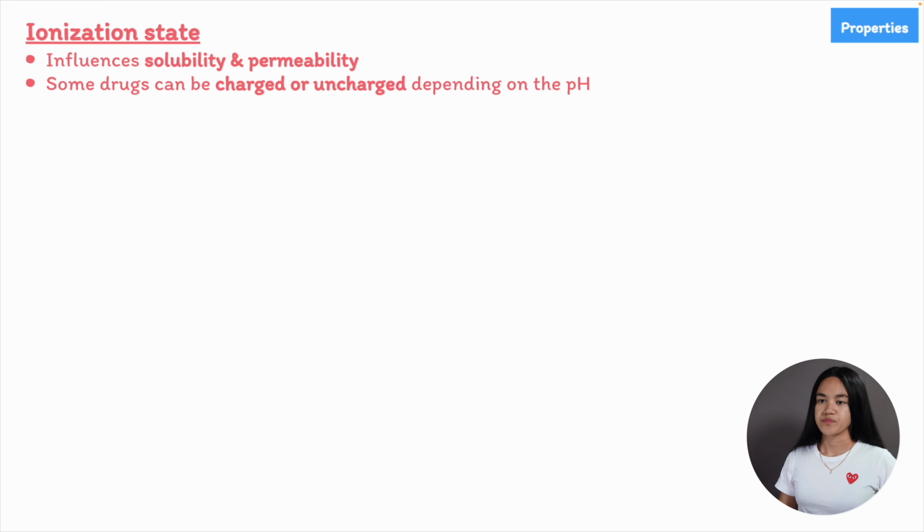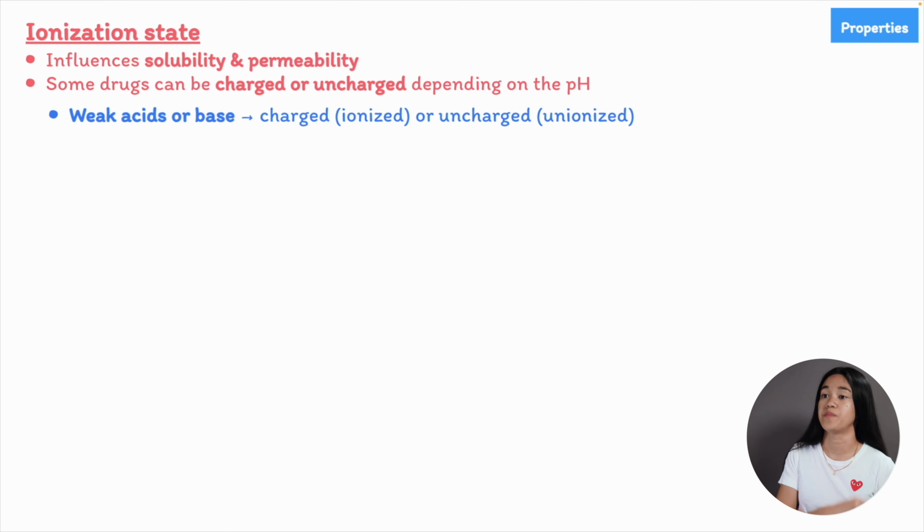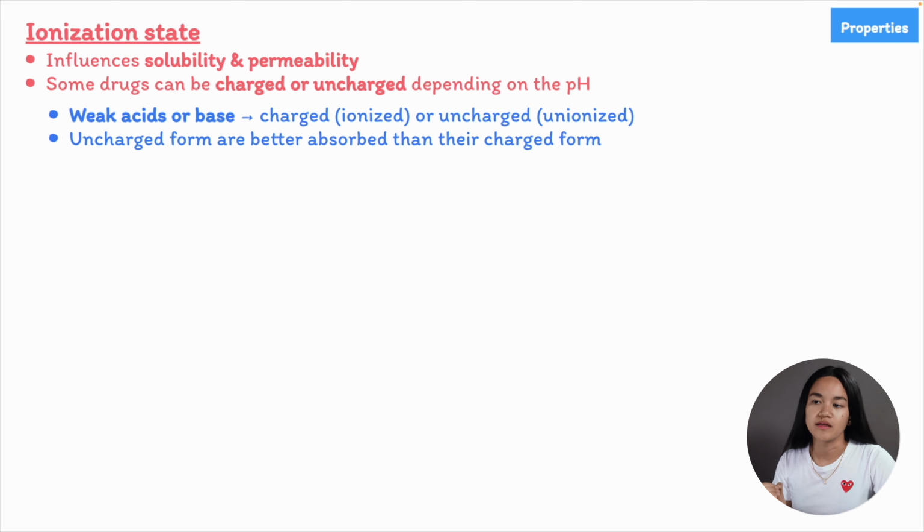Now here's the thing. Drugs can be classified as acidic, basic, or neutral based on their tendency to donate or accept protons, hydrogen ions. Most drugs are weak acids or weak bases, which means they can be charged, ionized, or uncharged, unionized, depending on the pH and the pKa. What's important for pharmacokinetics is that the uncharged form has a better ability to cross cell membranes, resulting in improved absorption and distribution. Let's draw this out.